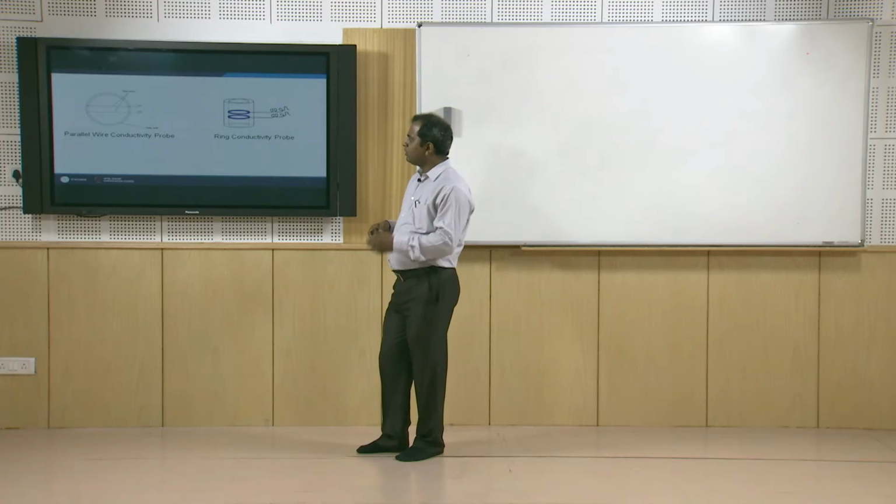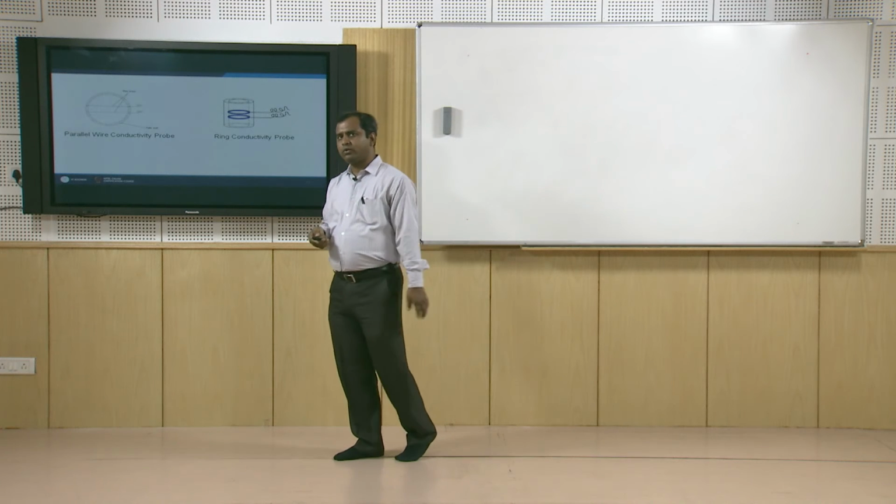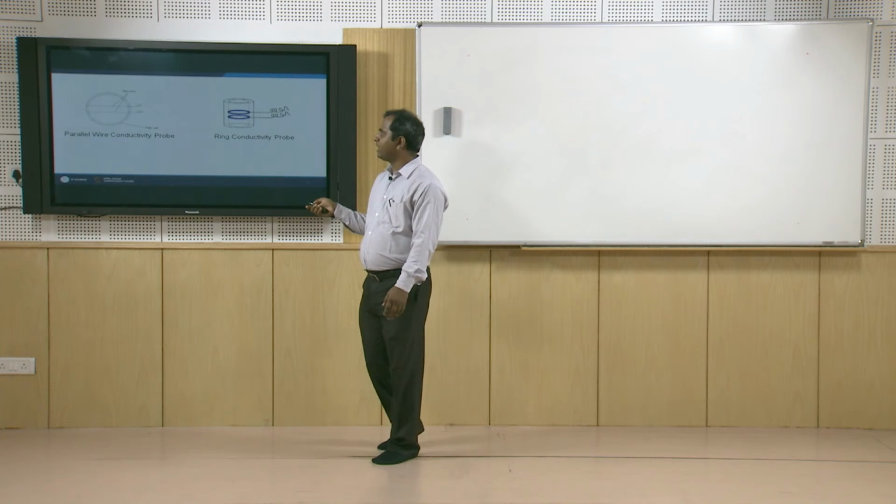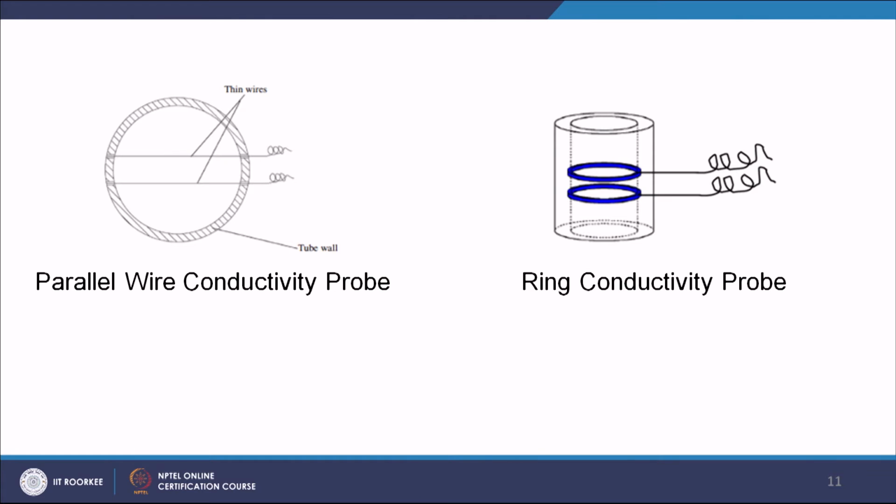So, depending on the medium, we can determine what type of voltage will come from this ring conductivity probe. To give an example, considering the flow regimes, the parallel wire conductivity probe will be very helpful for bubbly flow or slug flow, but the ring conductivity probe will be very helpful for annular, core annular or froth flow.